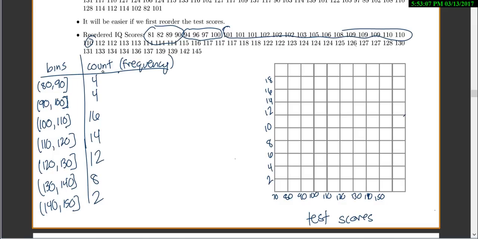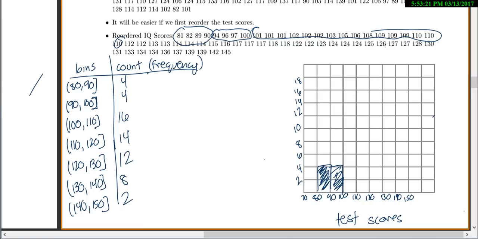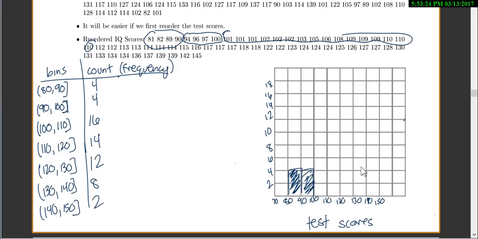And then from 80 to 90 we have a count of 4, so you'll go to a height of 4. It helps to see if you shade it in. From 90 to 100, you also have a height of 4. From 100 to 110, you're going to go up to 16. Then we'll have 14 and 12, 8, and 2.